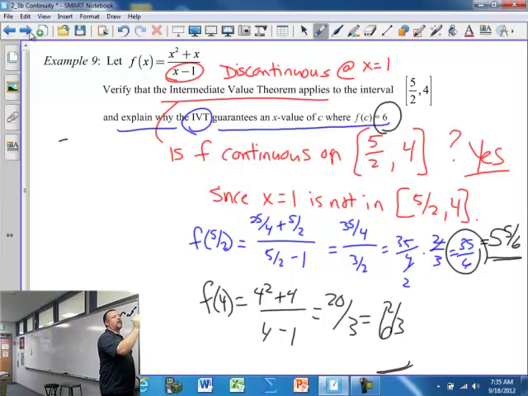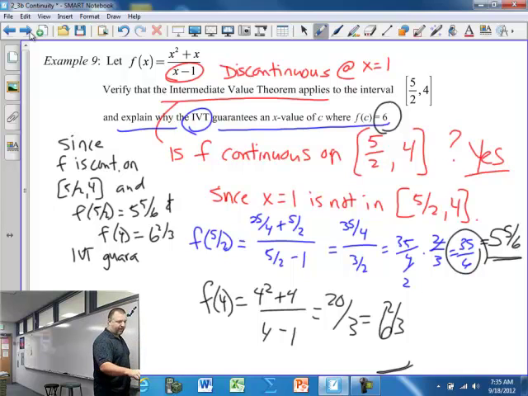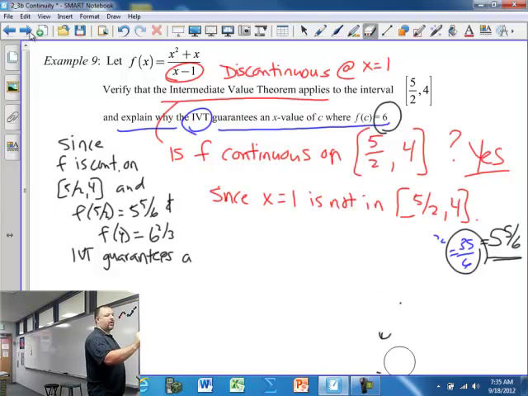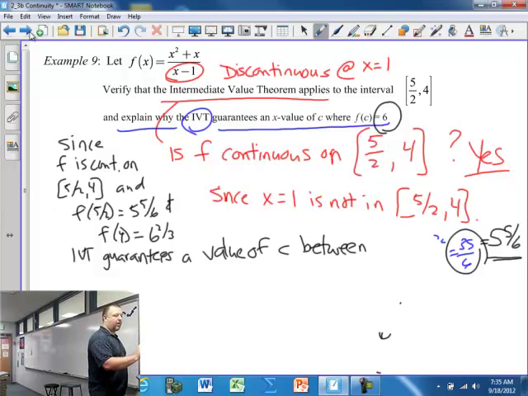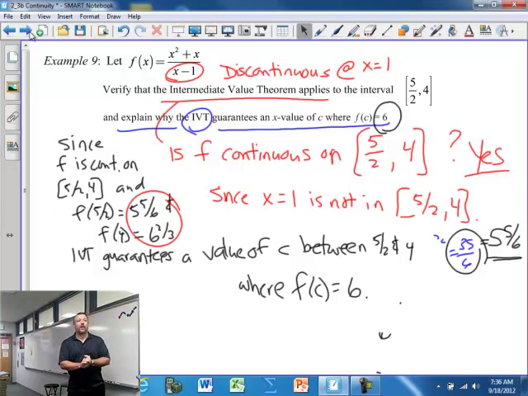Okay, so since f is continuous on the interval 5 halves comma 4, and f of 5 halves equals 5 and 5 sixths, and f of 4 equals 6 and 2 thirds, the intermediate value theorem guarantees a value of C between 5 halves and 4, where the function value of that point has to equal 6, because 6 is between your y values here. Okay, so I think that's going to do it for 2.3.